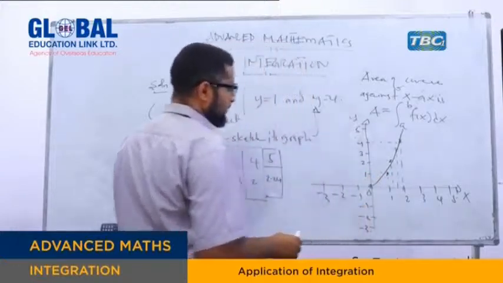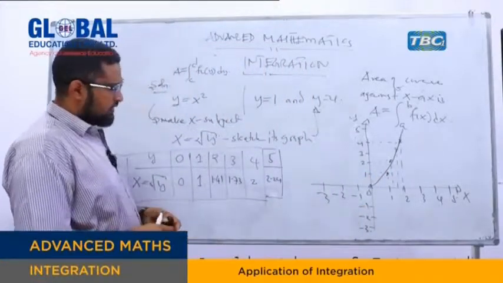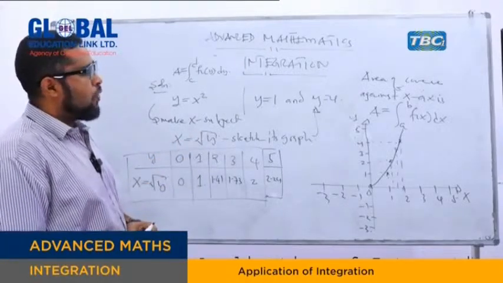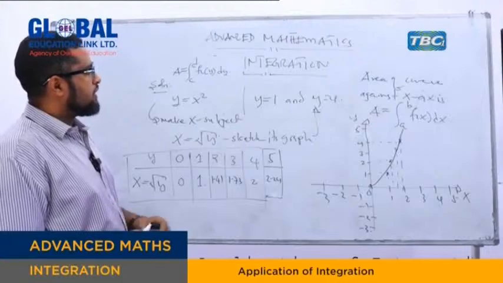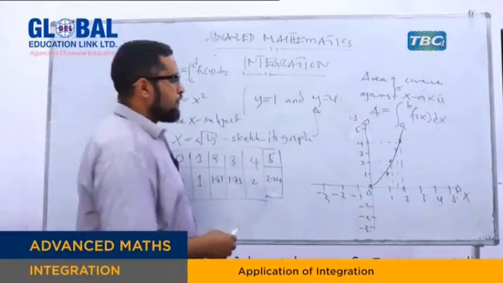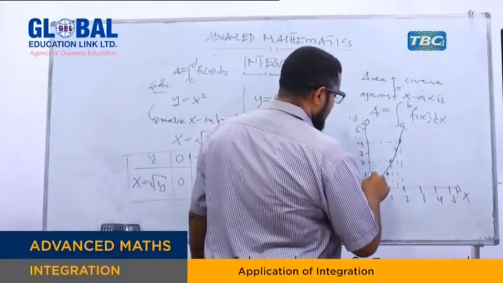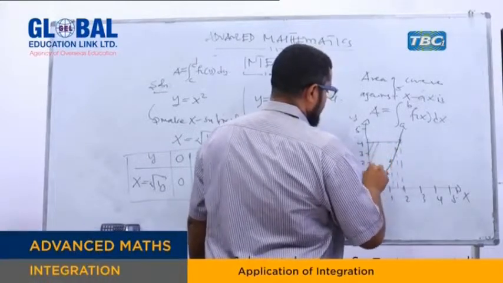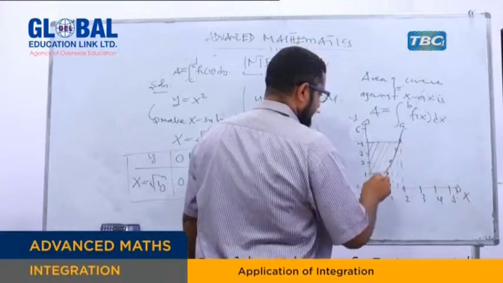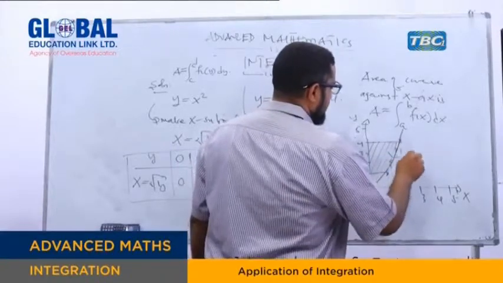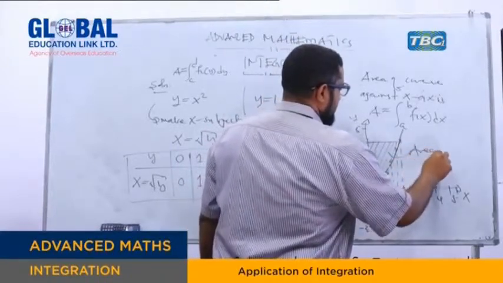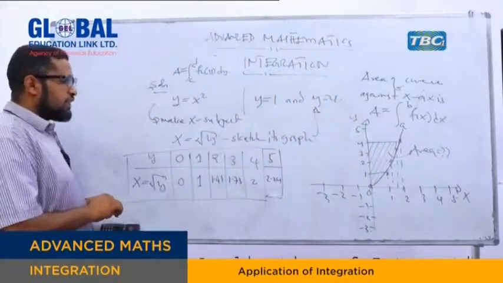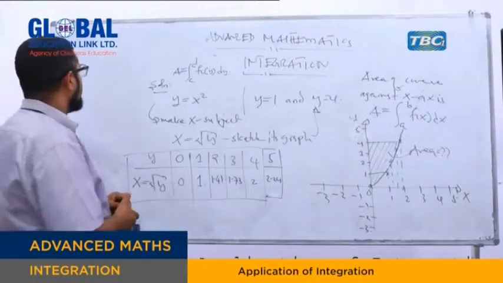So that is the curve of x equal to root of y. But we have to find the area from 1 up to 4. So this is our area that we are going to calculate. So this is the required area.